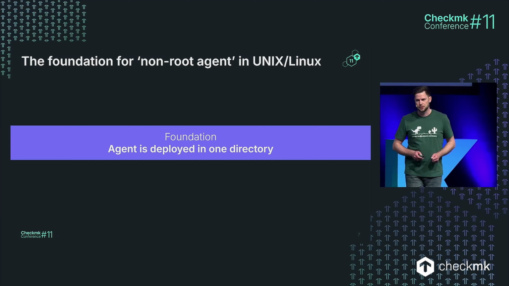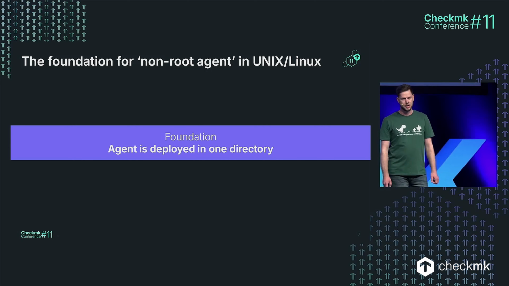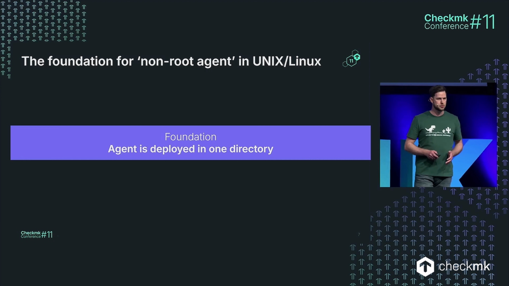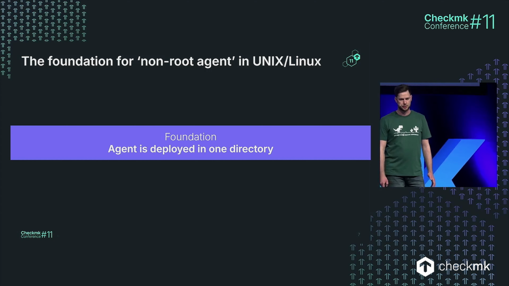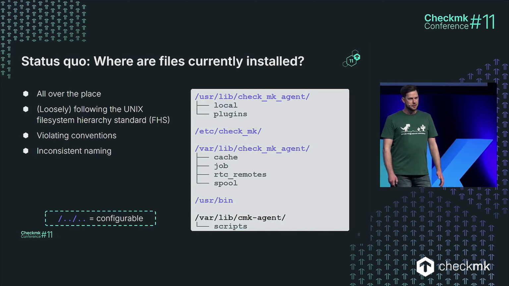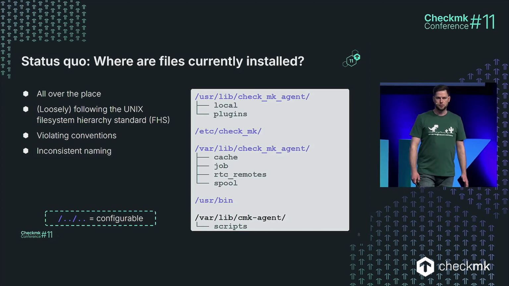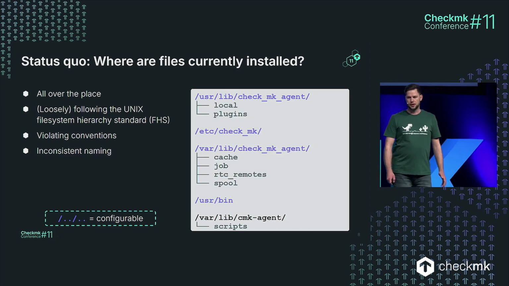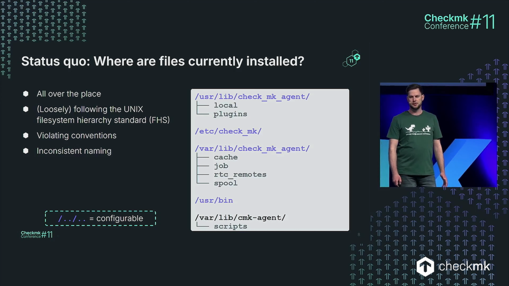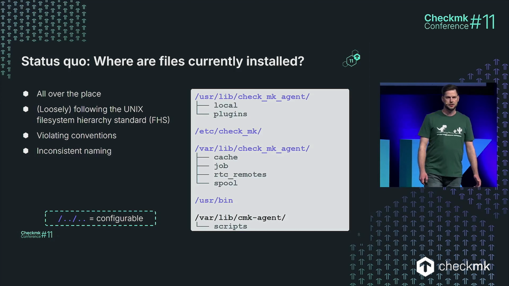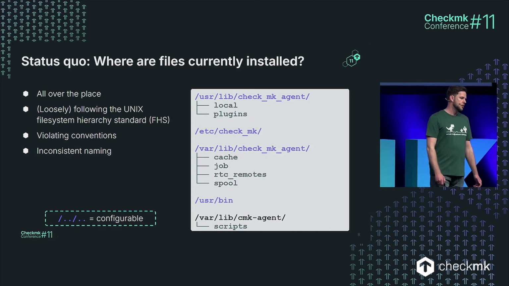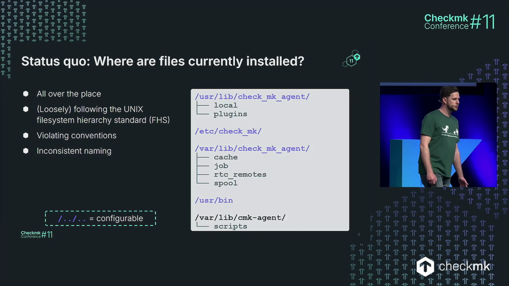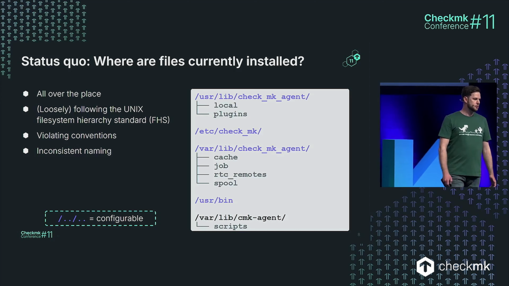First, we have to talk about a feature that looks a bit different, but we will see. In Checkmk 2.4, it's possible to deploy all agent files under one single directory. This is how it's currently done and how you probably all know it. Libraries under usr/lib, configuration files under etc, runtime data under var/lib, binaries under usr/bin, and, well, the agent controller's home directory.